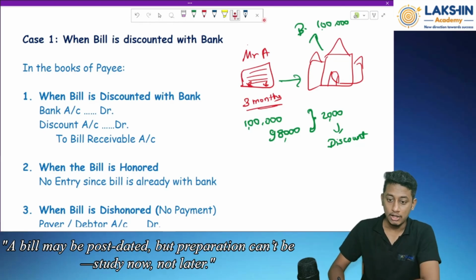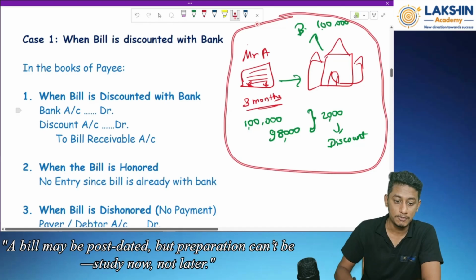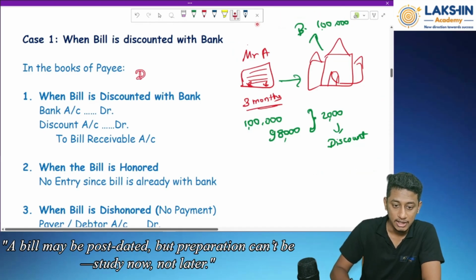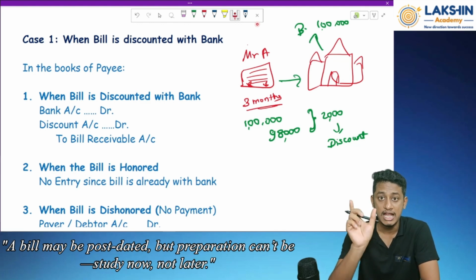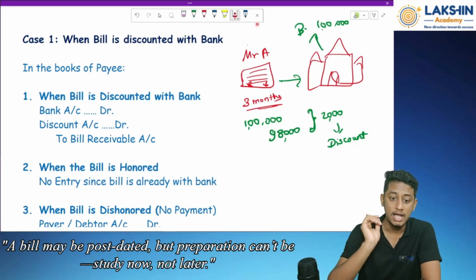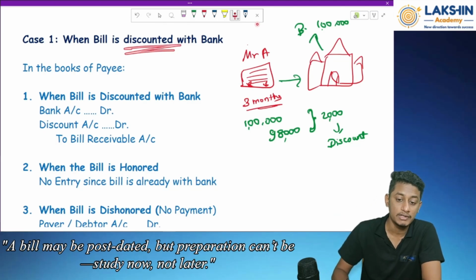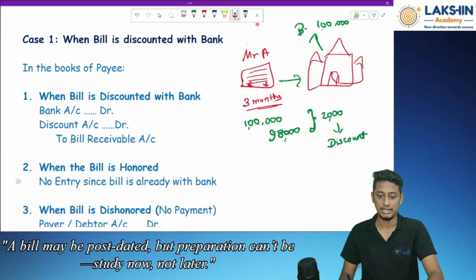Fine. Now, what is this whole procedure called? This procedure is called discounting of the bill of exchange. So whenever you hear the word discounted, remember that the bill was discounted with the bank and I am receiving the money early. So these entries should be passed now. Let us look at the journal entries.